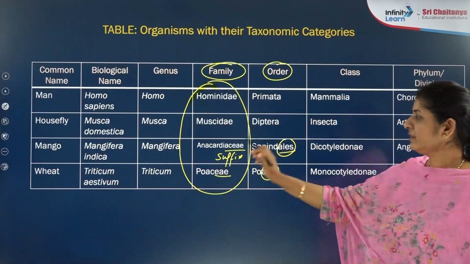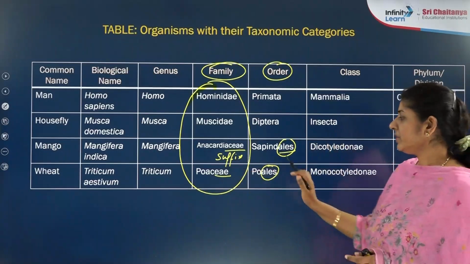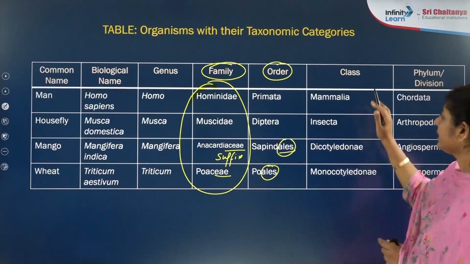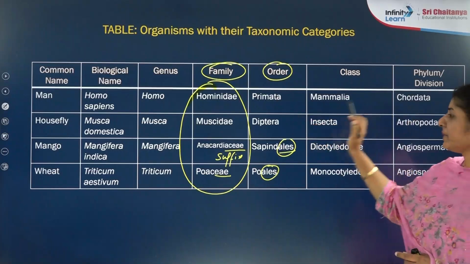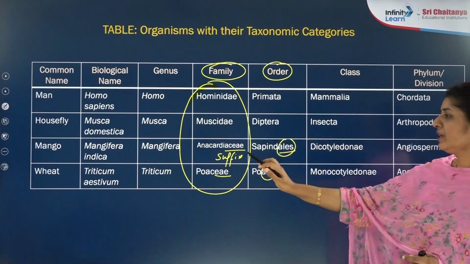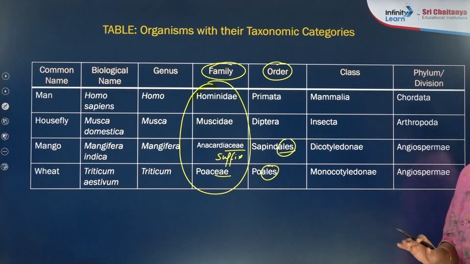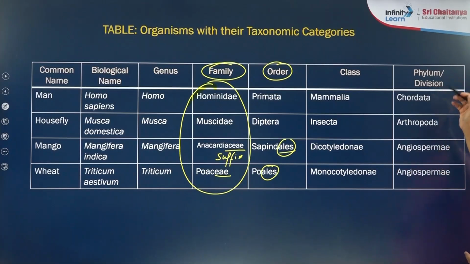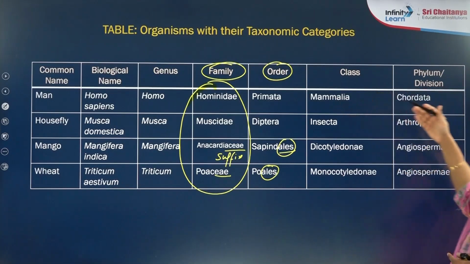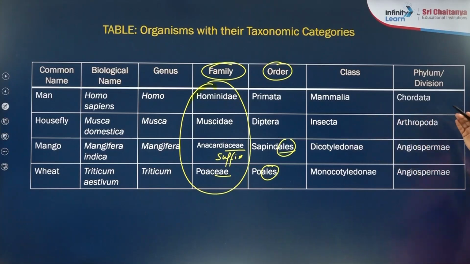Housefly is a Diptera, mango is Sapindales, wheat is Poales. Fine. Then class: man is Mammalia, housefly Insecta, mango Dicotyledonae, wheat Monocotyledonae. Last, you know very well the phylum: man belongs to Chordata, housefly belongs to Arthropoda, mango belongs to Angiospermae division, right? And wheat belongs to Angiospermae.